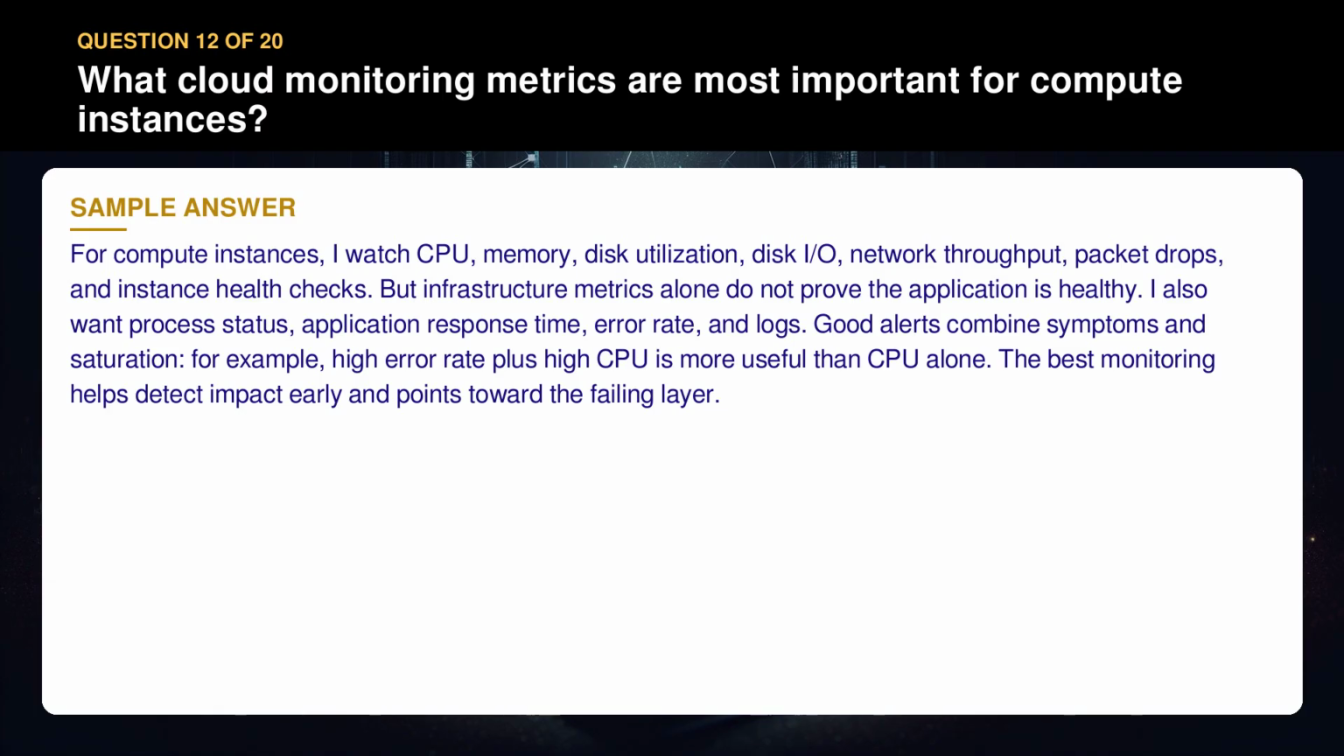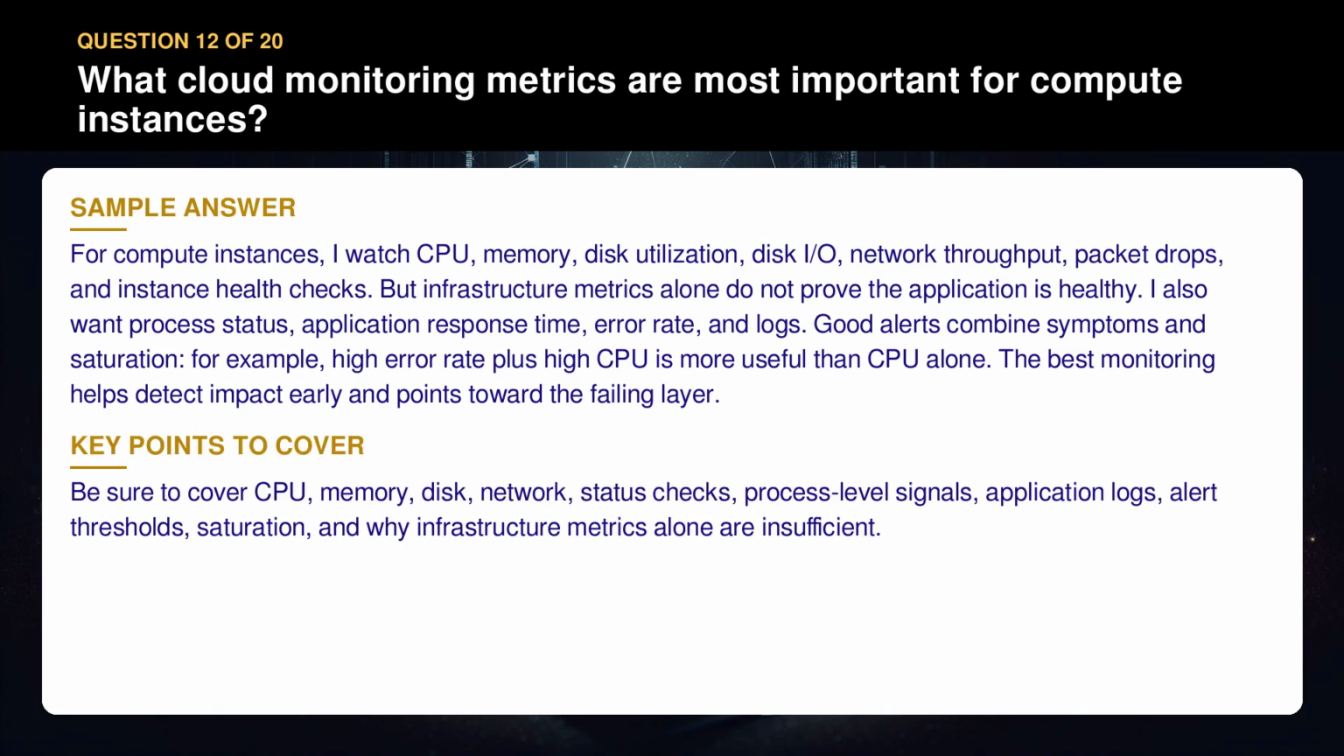But infrastructure metrics alone do not prove the application is healthy. I also want process status, application response time, error rate, and logs. Good alerts combine symptoms and saturation. For example, high error rate plus high CPU is more useful than CPU alone. The best monitoring helps detect impact early and points toward the failing layer. Be sure to cover CPU, memory, disk, network, status checks, process level signals, application logs, alert thresholds, saturation, and why infrastructure metrics alone are insufficient.